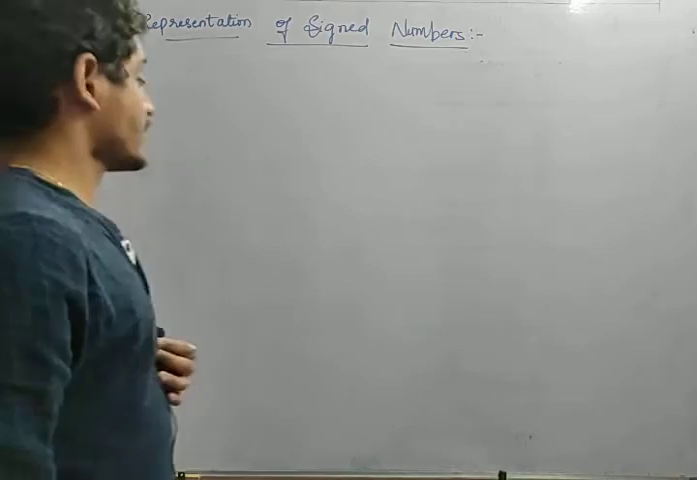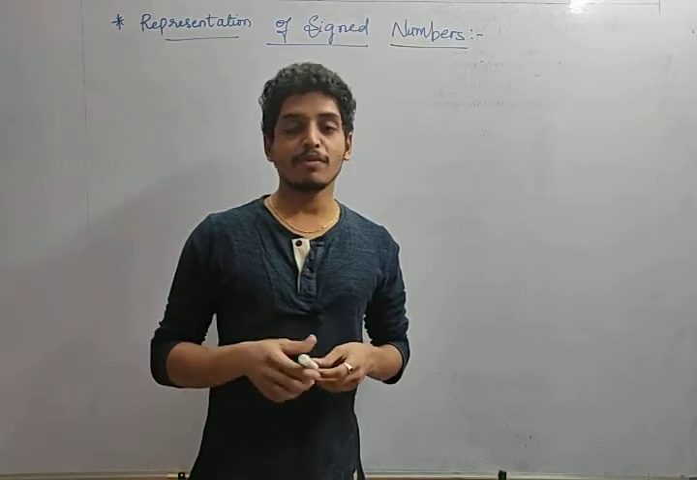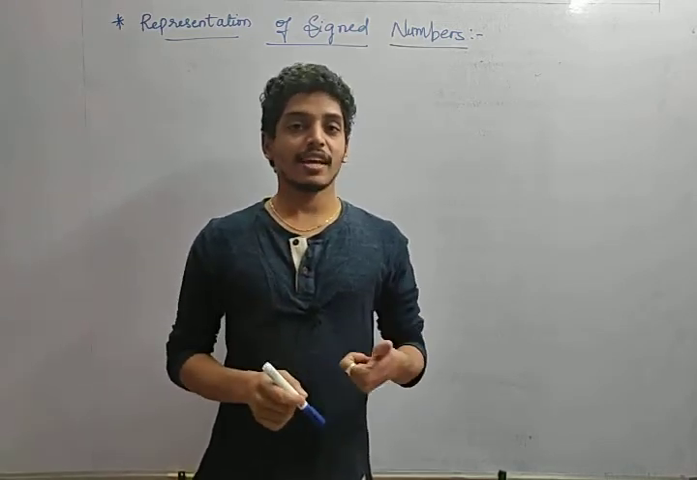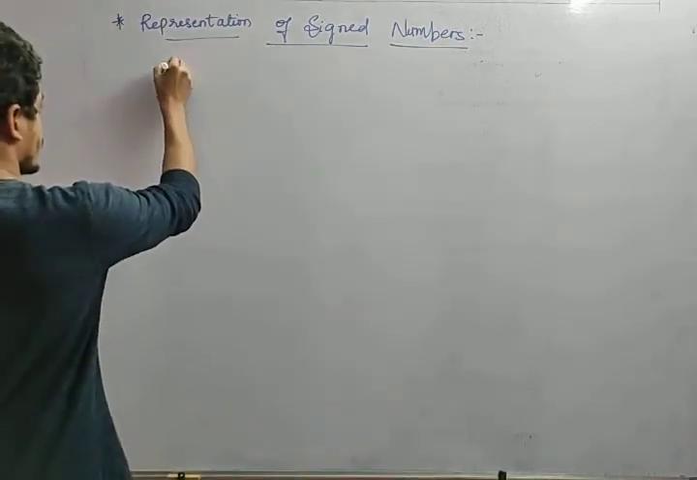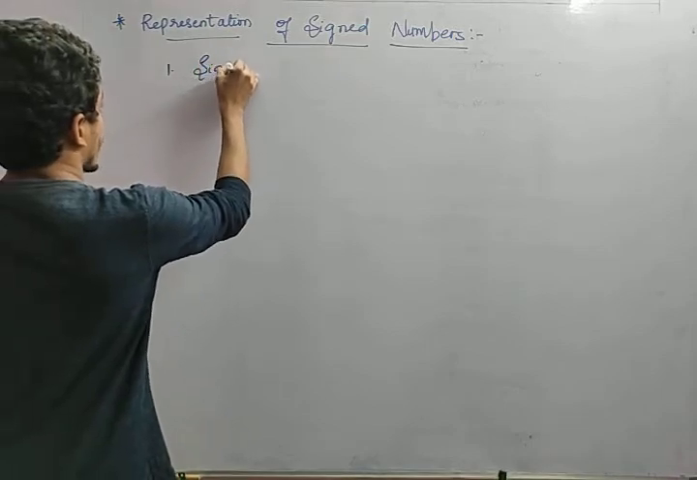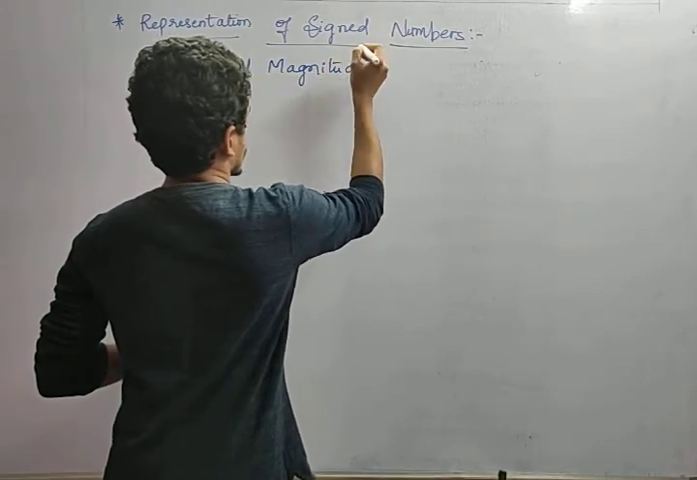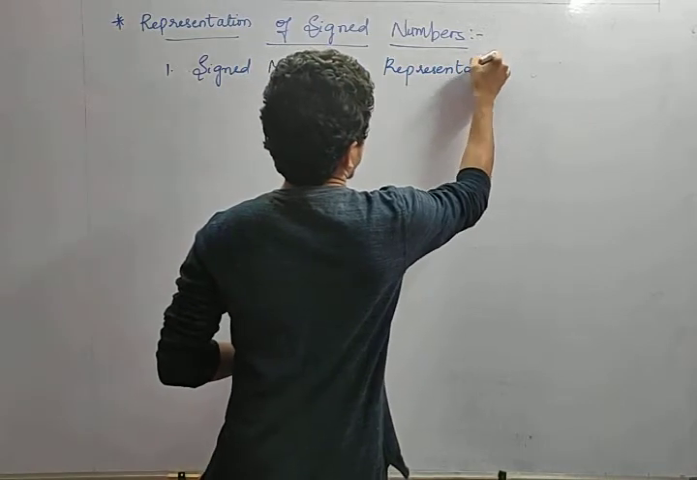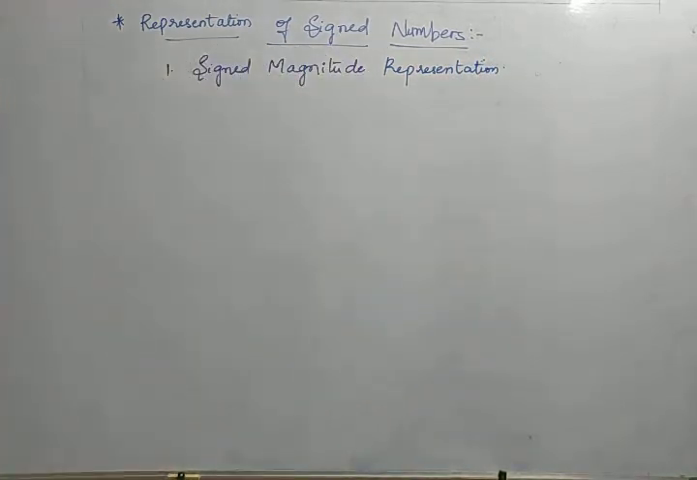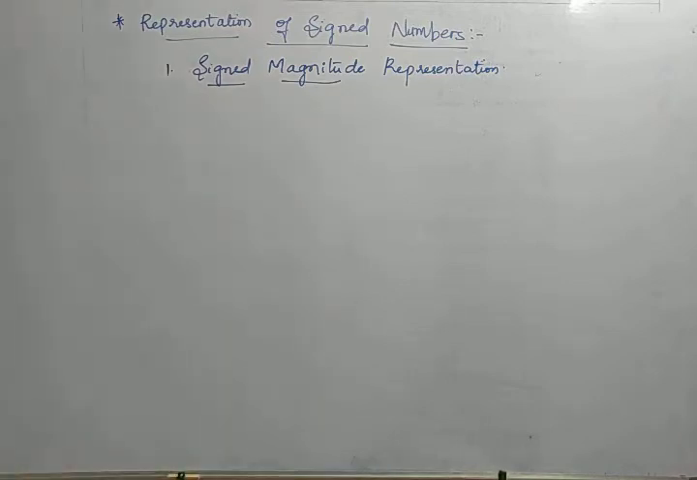So next concept, friends, representation of signed numbers. Before going to see this representation of signed numbers, we will be discussing three things. First thing is sign magnitude, and second are complements, two different types of complement methods. Let us see those. First one is signed magnitude representation. There are totally three types of representations, friends. First thing is called signed magnitude representation. Here we will be discussing a number with its sign and its magnitude. How are we going to discuss this representation? Let us see that.